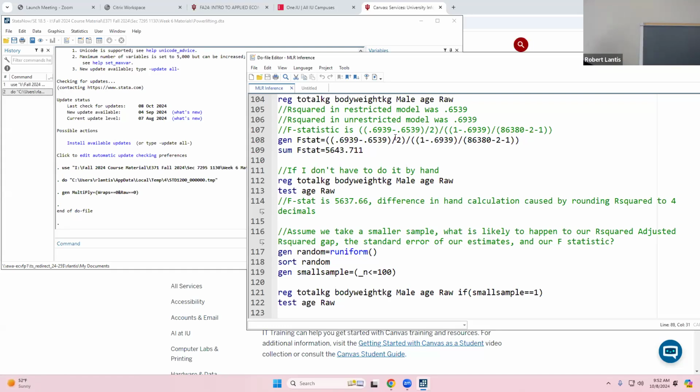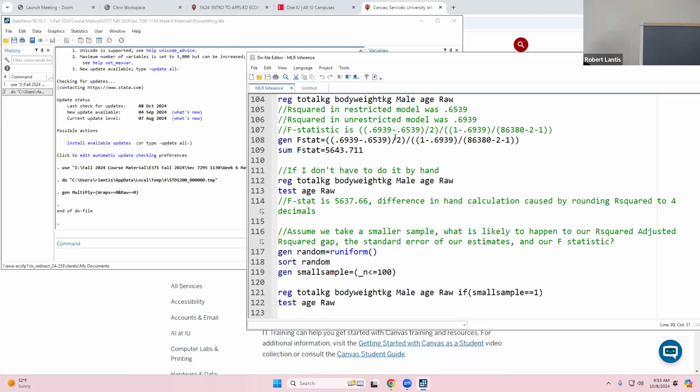Then, just like our standard error for our slope coefficient, we divide this by not n minus 2, but n minus k minus 1. So k was the number of variables in the unrestricted model, right?